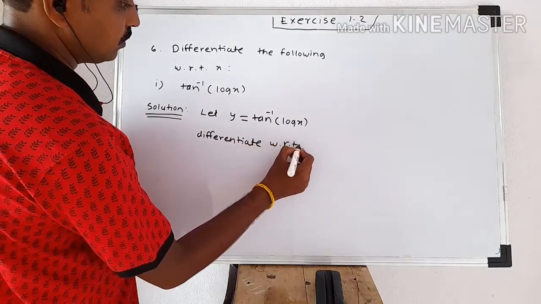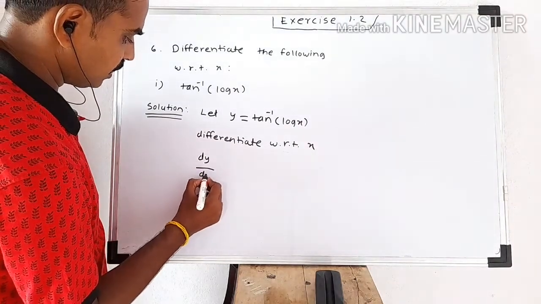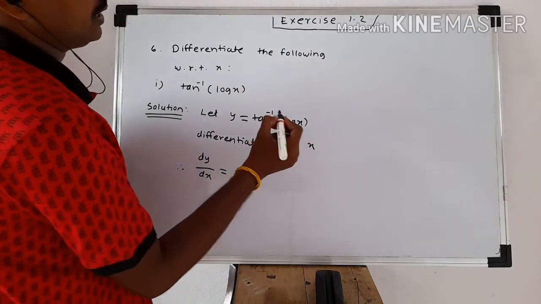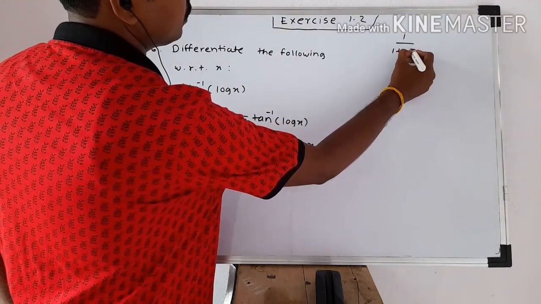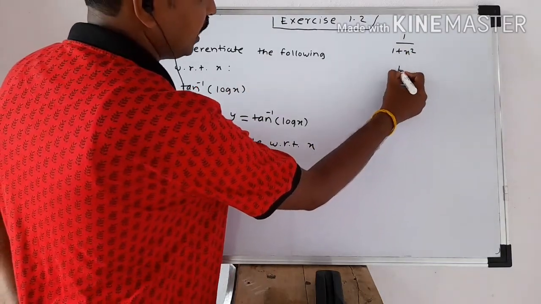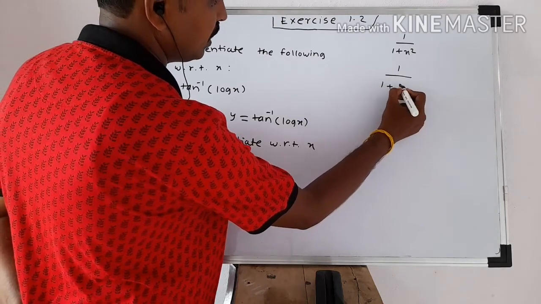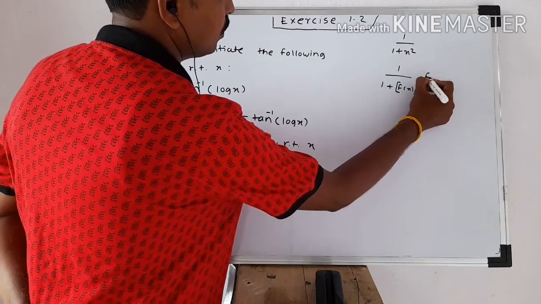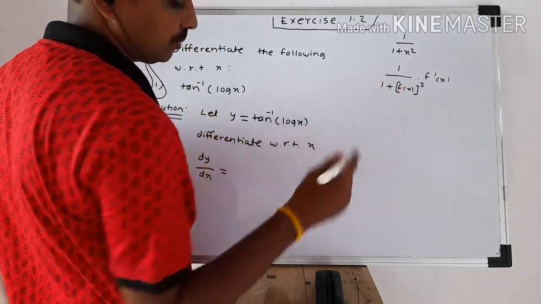with respect to x. Therefore, derivative of y with respect to x. What is the formula for tan inverse of x? The standard formula is 1 divided by 1 plus x square. That is the formula for derivative of tan inverse of x. What is the formula for tan inverse of f of x? The formula for tan inverse of f of x is 1 divided by 1 plus f of x square into f dash of x. This is the formula for derivative of tan inverse of f of x.